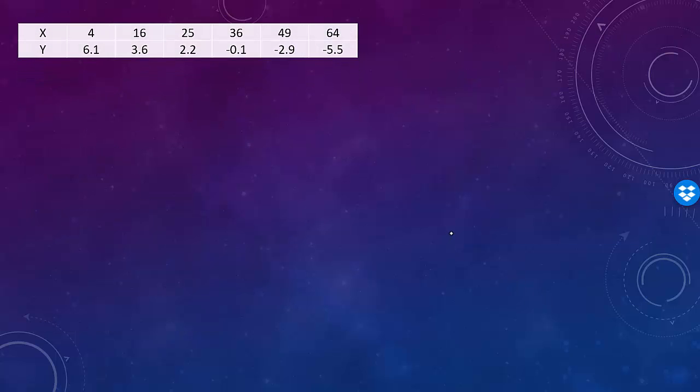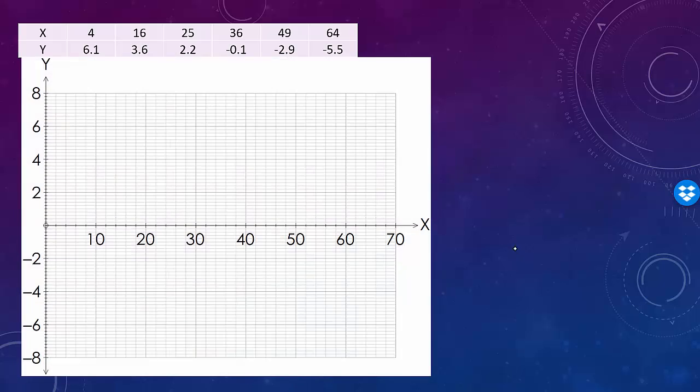So what do we need to do? We need to plot this. So we're going to plot the values. Remember, y equals ax squared plus b is our actual rule. And then we want to find the values of a and b. We're going to find those by plotting all of these points.